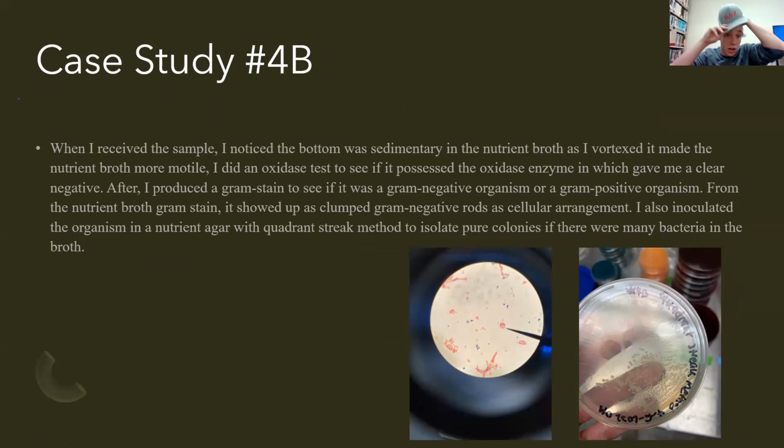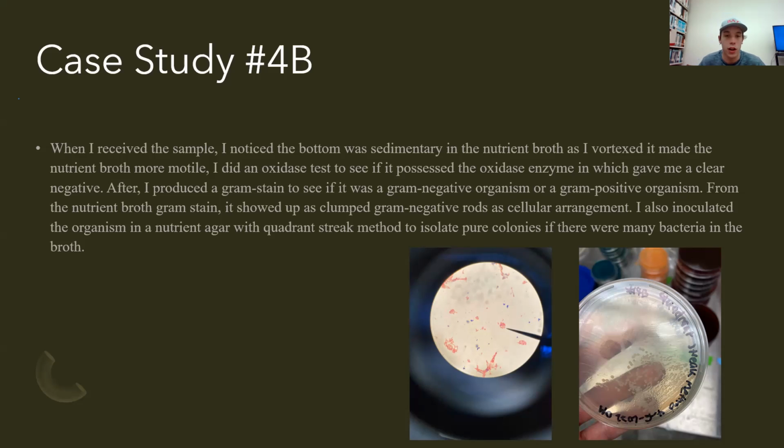So I got my sample, number 4B, in lab, which is what the past slide was talking about: a 13-year-old girl had a urinary tract infection at a primary care practitioner, and it progressed up to the bladder or kidneys. When I received a sample from the micro lab, I noticed that the bottom was very sedimentary in the nutrient broth. So what I did first was vortex it to make the organism more motile, and the nutrient broth looks a little dim.